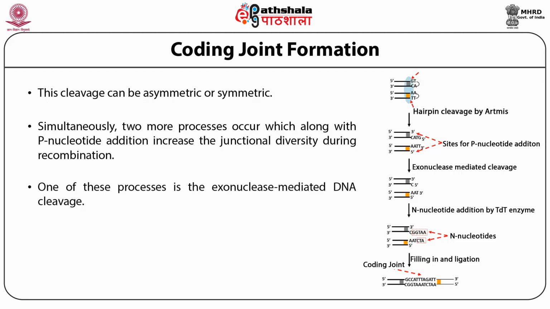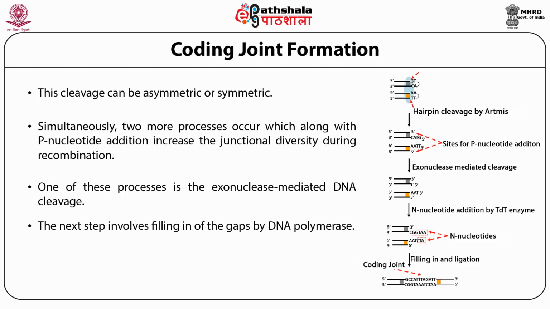One of these processes is the exonuclease-mediated DNA cleavage. The other process is N-nucleotide addition and is called so because it brings about non-templated addition of random nucleotides. The introduction of nucleotide variations by P-nucleotide addition, exonuclease cleavage, and N-nucleotide addition at the junction between two genes during somatic recombination is known as junctional diversity or junctional flexibility. Remember that junctional diversity is different from combinatorial diversity.